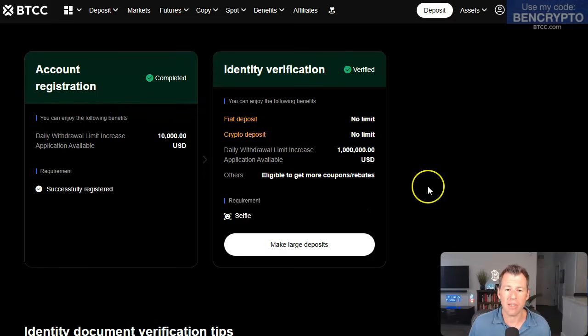Now, if you do KYC, then you can still deposit any amount of money in the platform, and you can withdraw up to $1 million a day. And the KYC is just the standard. You submit a picture of your ID, front and back, then you submit a selfie of yourself holding the ID.